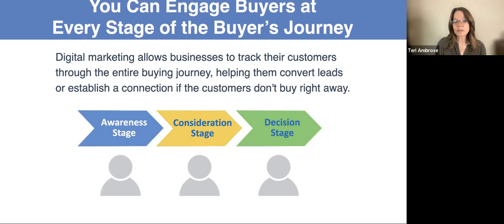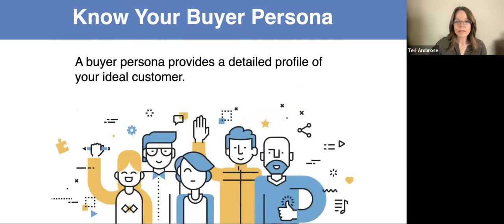So with digital marketing, you can target your ads to people at whatever stage they're in. Instead of buying a print ad or any of the traditional marketing methods, you just don't have that granular level of control like you do with digital.